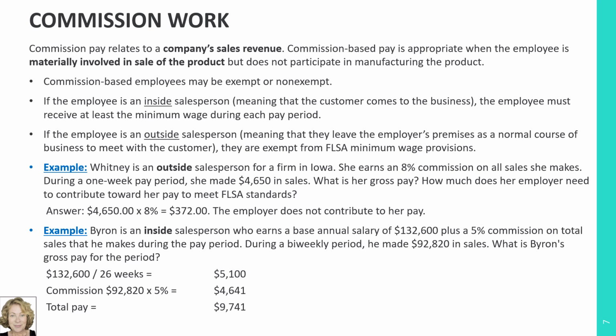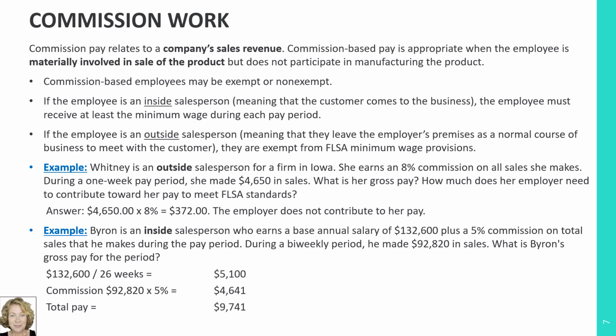So here we have an outside salesperson. We know that the FLSA doesn't apply. The person makes 8% commission on all sales. She had $4,650 in sales for one pay period. What is her gross pay? And does her employer need to contribute towards her pay to meet the FLSA standards? So that answer is already no, because we learned that for outside salespeople, the FLSA does not apply. So here the answer is no.